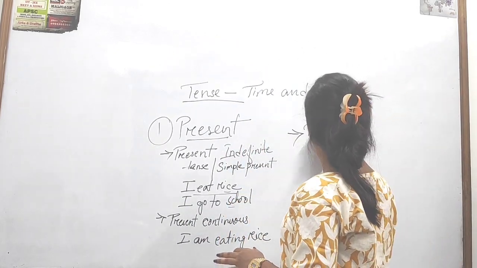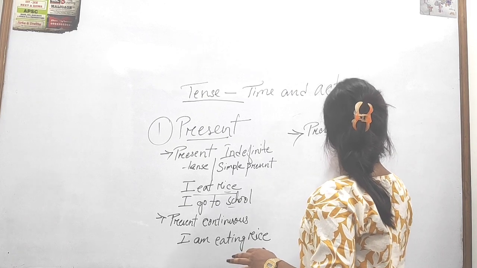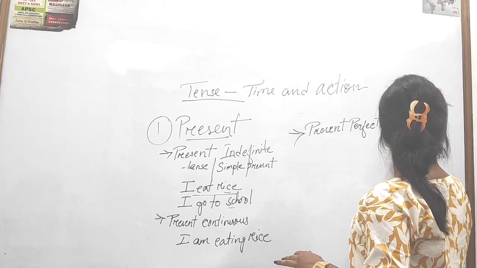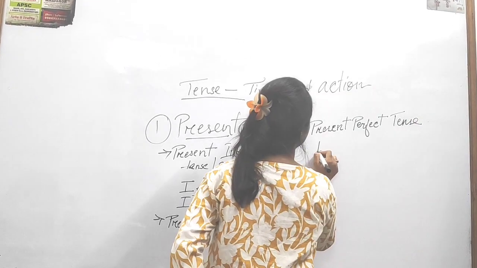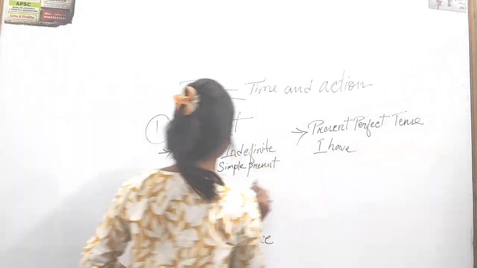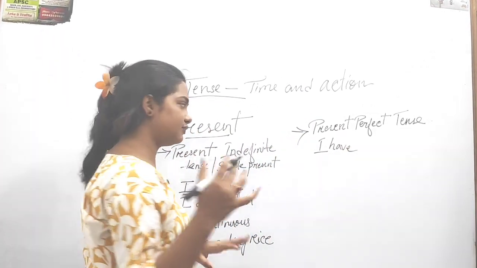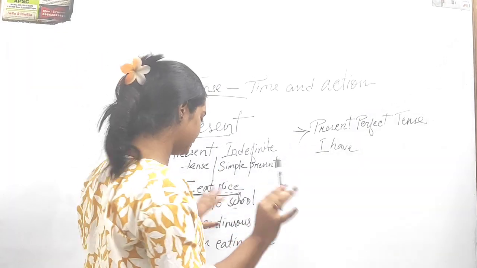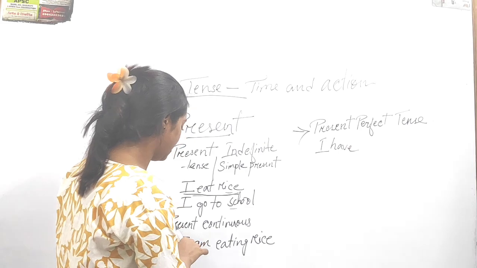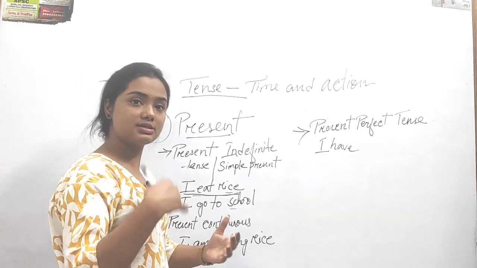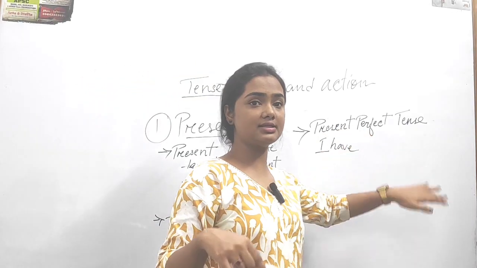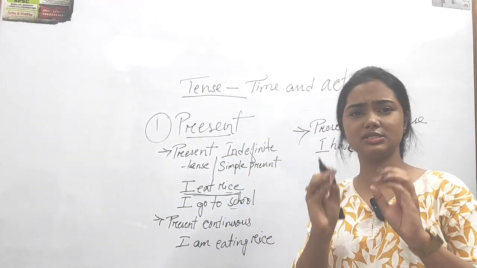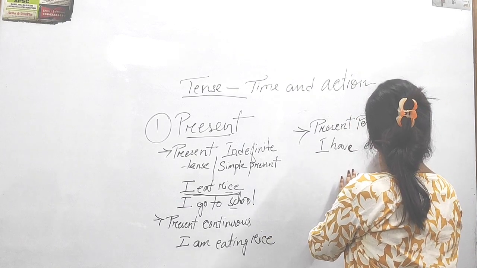Next comes your present perfect tense. I'm taking the same sentence so that it becomes easier for you to understand. In simple present, it was I eat rice, a simple thing, and it's a habit. In present continuous tense, it's I'm eating rice, still going on. And in present perfect tense, something has just been finished, like I have eaten rice.